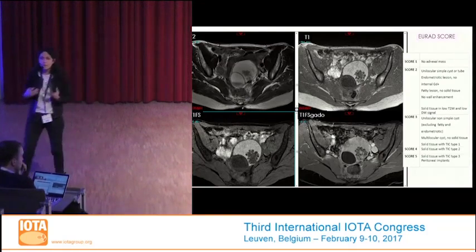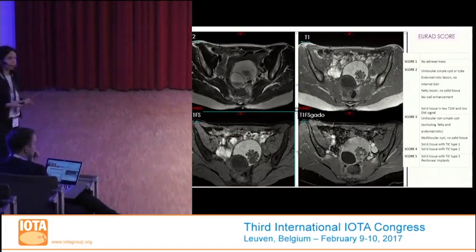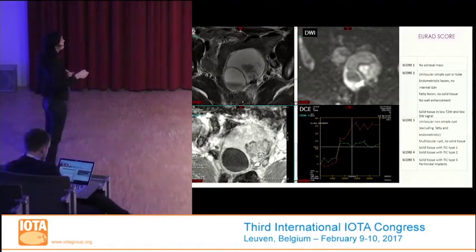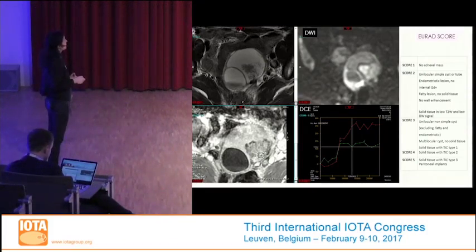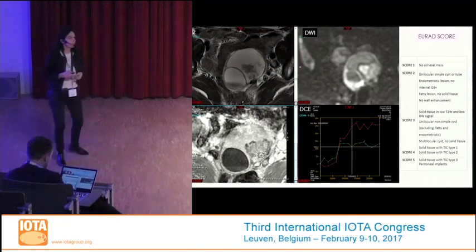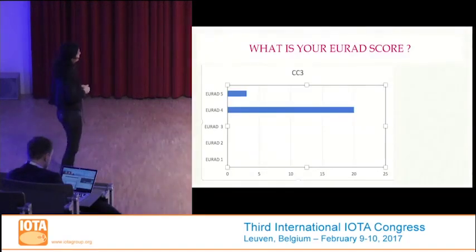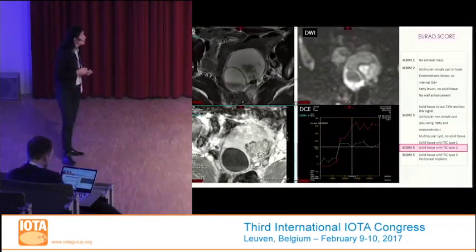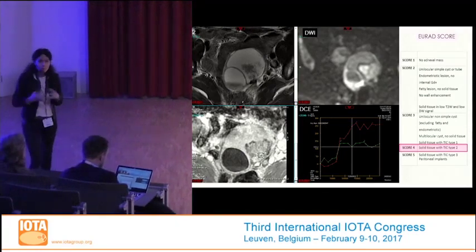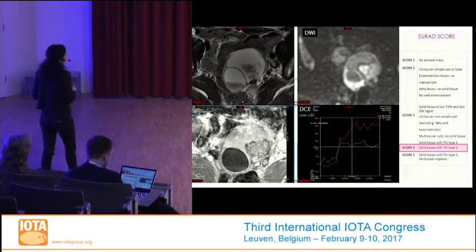And as I explained, when there is a solid tissue, we need to characterize using diffusion and perfusion. When we look at the diffusion, you can see it's bright on diffusion. And we look at the time intensity curve, here is the myometrium, here is the tumor, so it's a time intensity curve type 2. So the score is probably a score 4. And most of people answer score 4. And so we know that it's an intermediate lesion, and so we will need to correlate other criteria to go further than just possibly malignant.